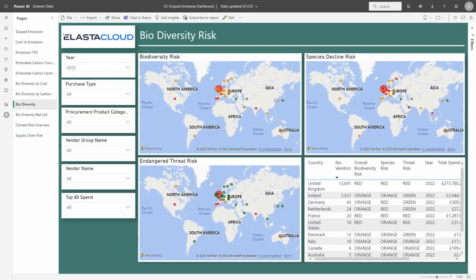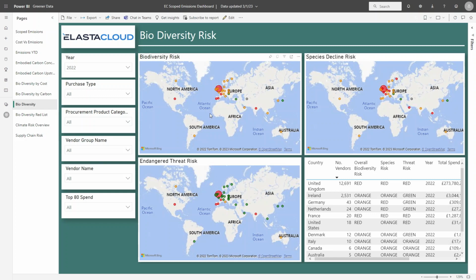On this page, we take a step back and look at the supply chain biodiversity from a more holistic perspective. Here, we have a country-level view of species information, which we use to determine biodiversity risk and categorize a country into a single, overall, red, amber, green status, calculated from the rate of species decline as a percentage, along with the endangered threat risk of a species within a country. The top left visual shows this overall biodiversity risk.